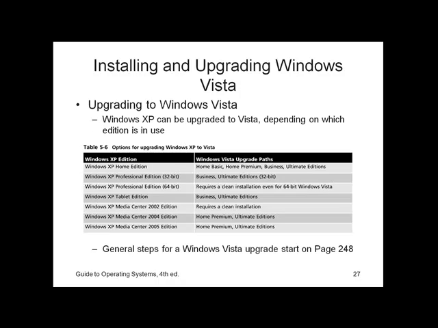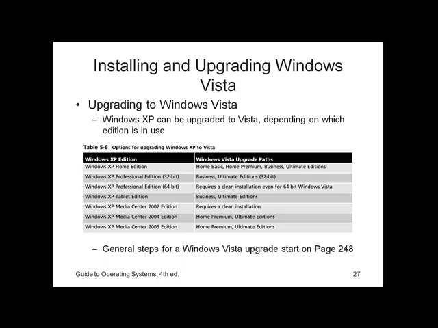Now, upgrading to Windows Vista is a little more complicated. Windows XP can be upgraded to Vista depending on which edition is in use. So, for instance, if Windows XP Home Edition is in use, then Home Basic, Home Premium, Business, and Ultimate Editions will be considered the upgrade path for Vista.